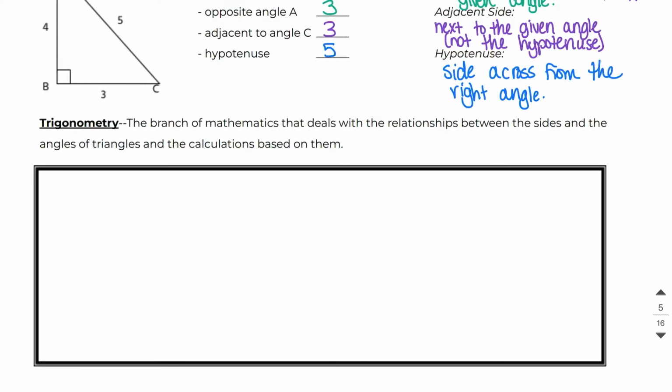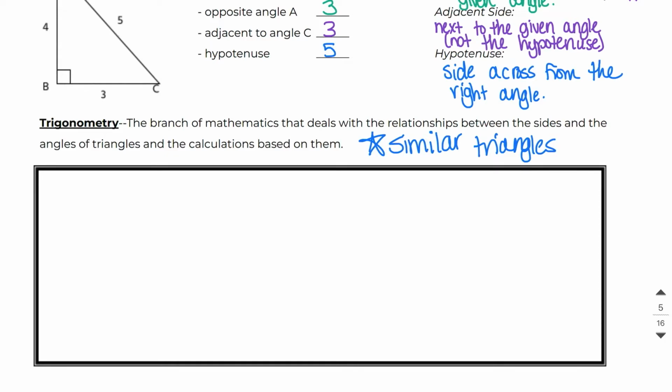So that brings us to trigonometry. Trigonometry is the branch of mathematics that deals with the relationships between the sides and the angles of triangles and the calculations based on them. And this all comes down to the fact that these triangles are similar triangles because the angles that we're looking at are going to be the same. So let me tell you a little bit more about these similar triangles. Hopefully you understand because we've done an exploration on them to begin with, but let's talk a little bit more about them in a second. But before we do that, we need to define 3 trigonometric ratios.